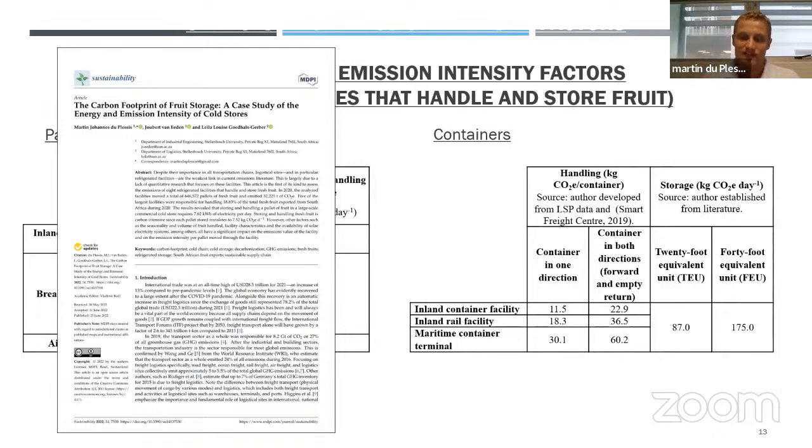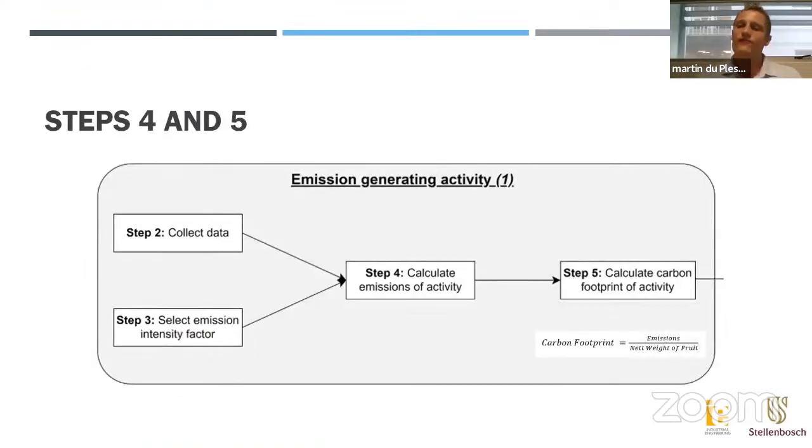So the fourth and fifth step is where we say, for each of these activities that has emitted greenhouse gases, we went and collected data of that specific activity. We selected an emission intensity factor, and now we do a simple multiplication sum, where we say for this specific activity, whether it is road transport or cold storage or handling in a port, how much emissions were actually emitted during that activity. So that's step 4.